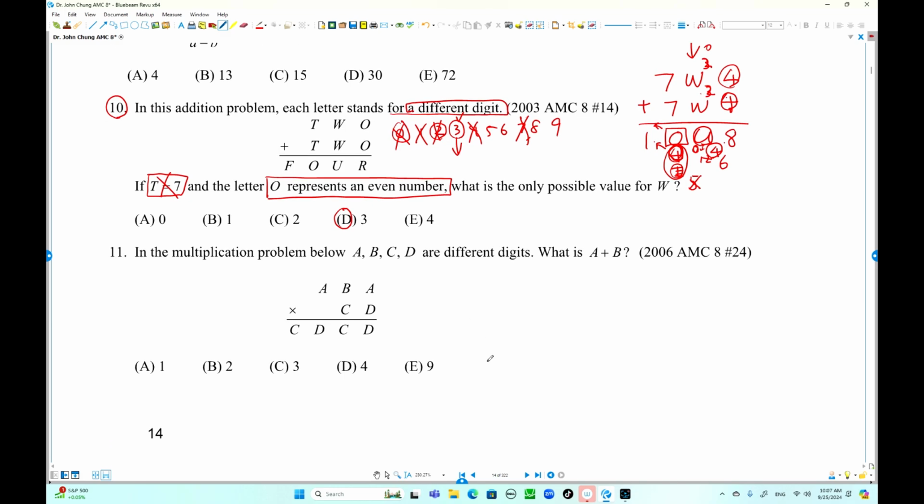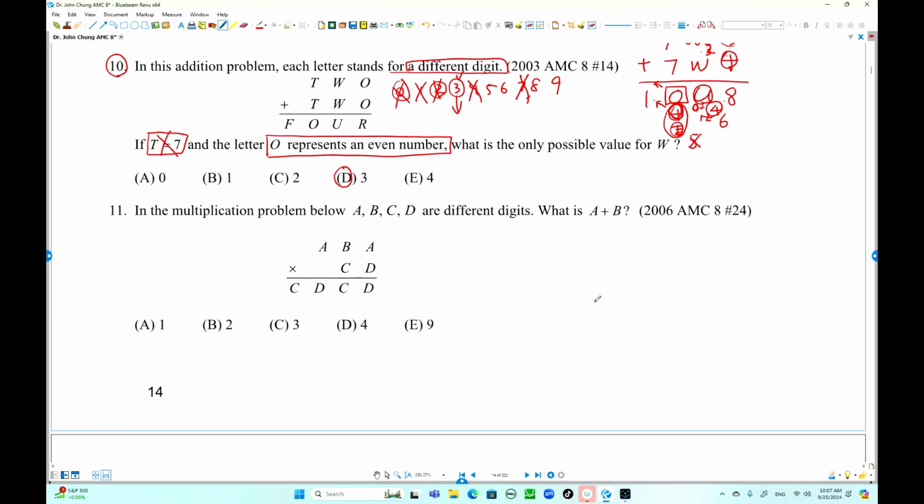Here we go, number 11. That is a 2006 AMC question. We have a multiplication: ABA times CD equals CDCD. What is this? There are CD over here. You might have some idea. You're going to use some special skills.